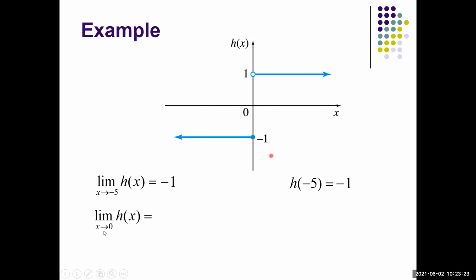If x approaches 0, 0 is in the middle. Then the left-hand side is getting closer and closer to -1, but the right-hand side is getting closer and closer to +1. So the left-hand limit is -1, the right-hand limit is +1, so the limit does not exist. And finally, what's h of 0? h of 0 means the corresponding y value of the function at 0. Right, so at 0, you see this dot here is the point, so the corresponding y is -1 still.